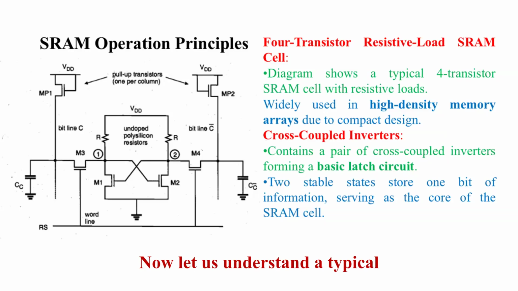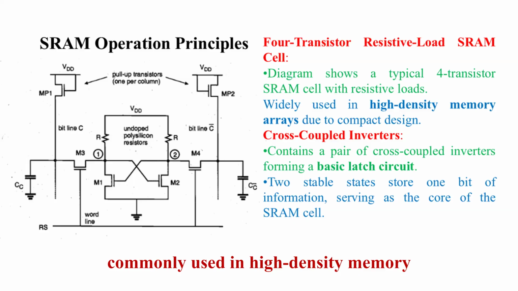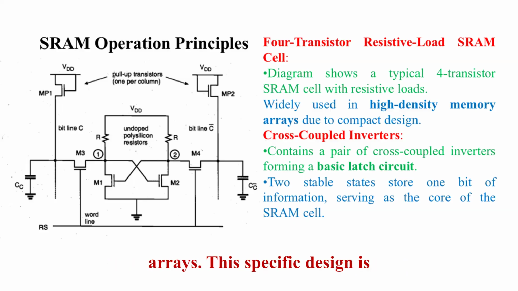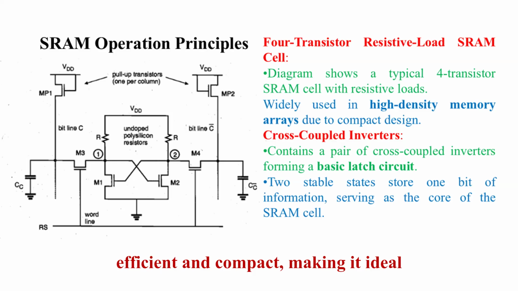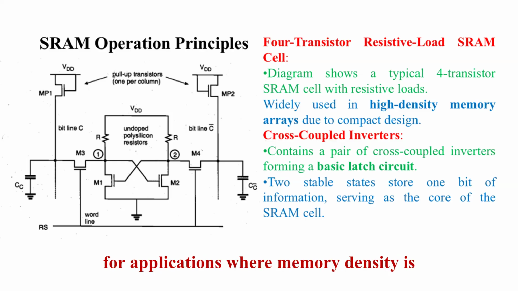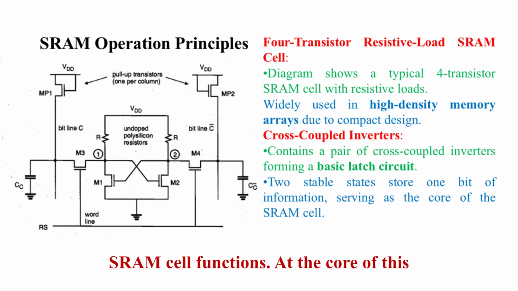Now let us understand a typical 4-transistor resistive load SRAM cell commonly used in high-density memory arrays. This specific design is efficient and compact, making it ideal for applications where memory density is critical. Let's break down how this SRAM cell functions.